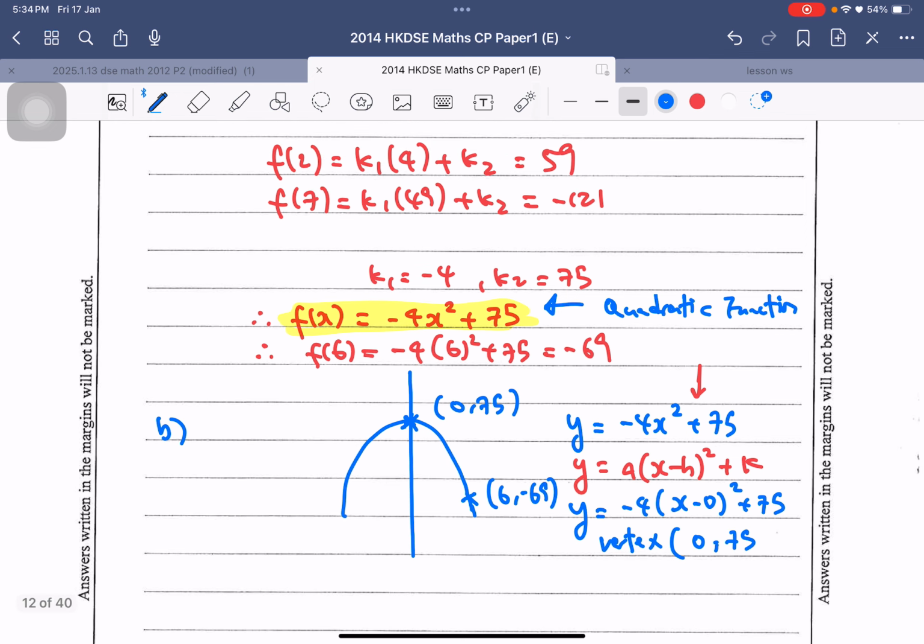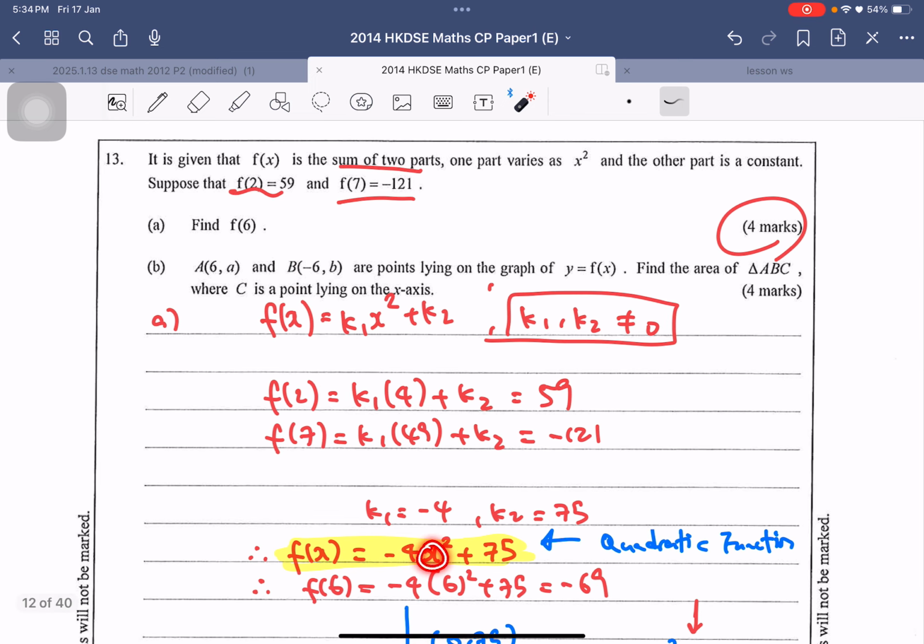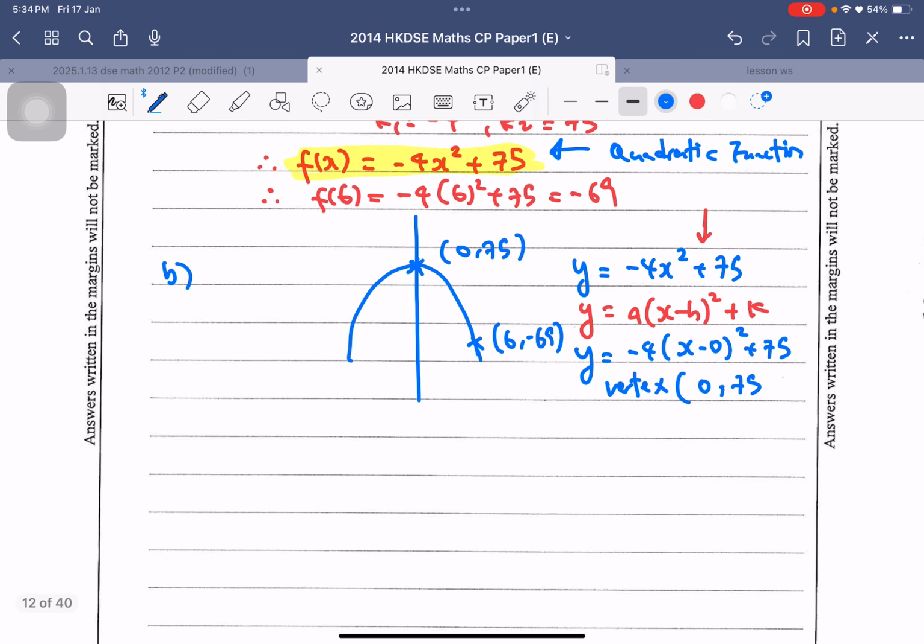And then we can do the similar thing and put the negative 6 into this equation as well. So when you put the negative 6 as the x, what's going to happen? What is negative 6 squared? Positive. So it's the same thing, isn't it? So we have negative 69 as well. So our point B is on the same horizontal line. So we have (negative 6, negative 69). It's on the same horizontal line. So this is our point B, this is our point A.